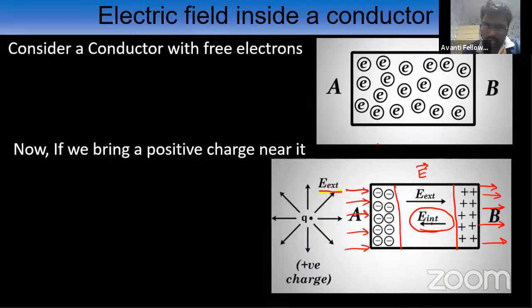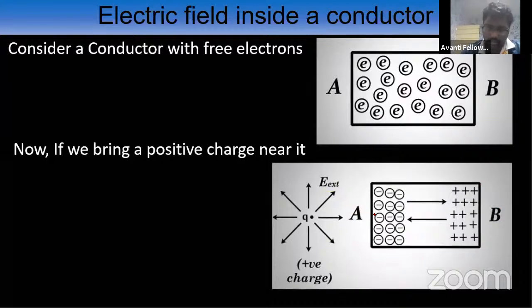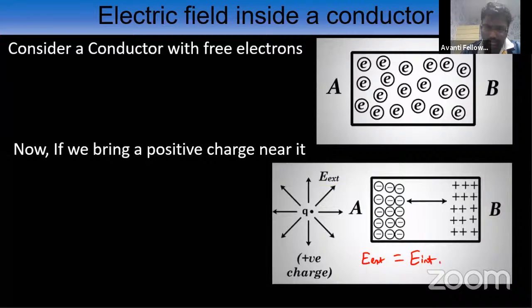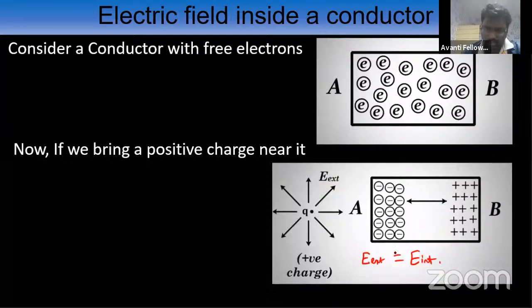So there is a creation, or inducing, of an internal electric field. When the internal electric field is created or induced, it becomes equal to the magnitude of the external electric field. What happens? The net electric field inside the conductor will become 0. What happens when E external is equal to E internal? So E external and E internal are equal.